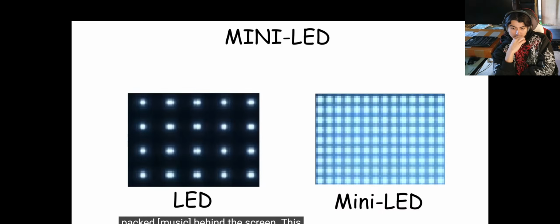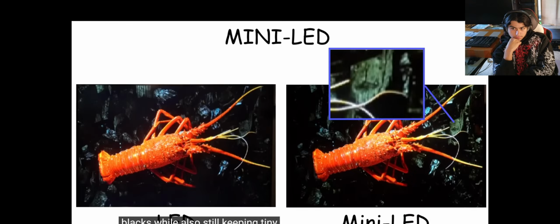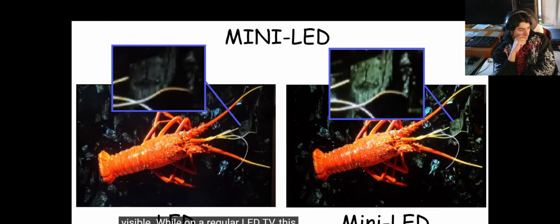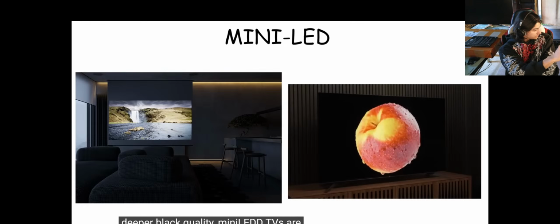This allows Mini LED TVs to dim and brighten different parts of the screen more accurately. As a result, when we see a dark image, Mini LED can show darker blacks while also still keeping tiny details like this charcoal visible. While on a regular LED TV, this is much harder to see due to dark colors getting washed out. Because of this deeper black quality, Mini LED TVs are great for watching movies in dark rooms.